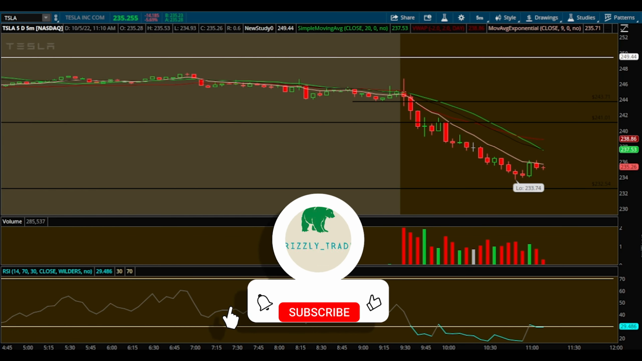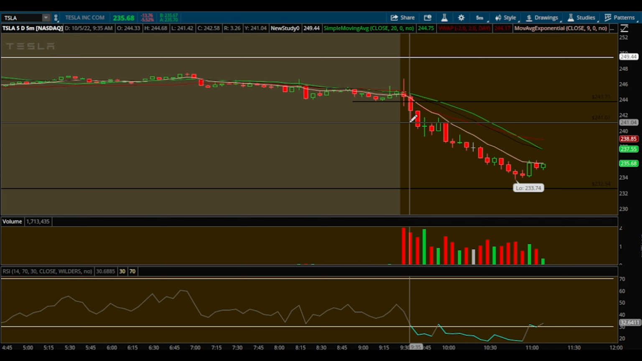First off, I took 2 trades on Tesla today. One of them was a loser, one was a winner. This 241 bounce area was a support area. I was looking to catch some calls down here and take a bounce. It bounced a little bit. I was in the green for a brief second and I held on, and unfortunately it hit my stop loss.